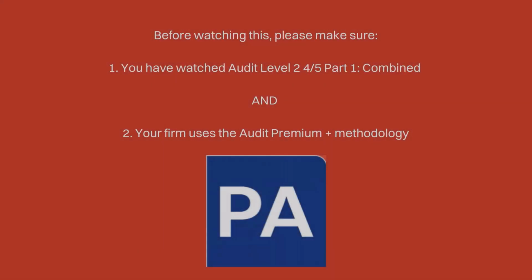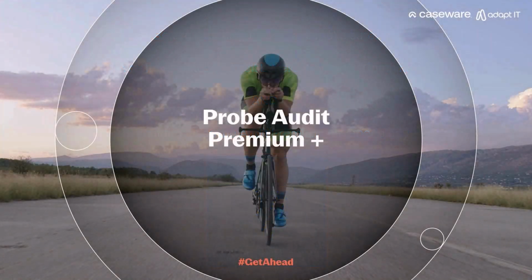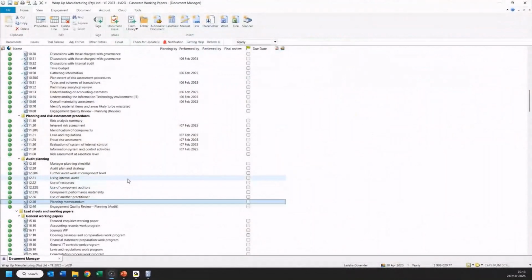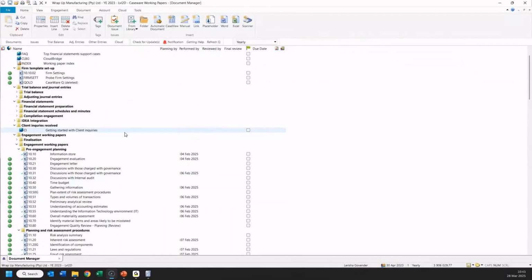We are going to start with our breakout session and specifically then focus on the Probe Audit Premium Plus methodology, and with that then the caseware file. If you don't have your caseware file open today, or if you have not yet downloaded it, that is perfectly fine. It is not a problem.